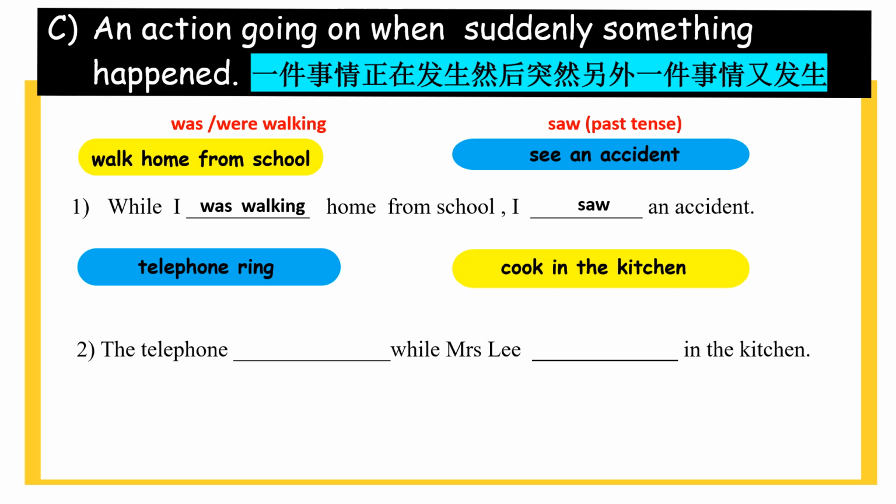And telephone ring, 那个就要 past tense. What is the past tense for ring? Rang, R-A-N-G. So your answer, the telephone rang. Write on your own, yeah? R-A-N-G, rang, while Mrs. Lee was cooking in the kitchen. Okay, I repeat. The telephone rang while Mrs. Lee was cooking in the kitchen. Was Mrs. Lee one a singular subject, one person. She was cooking in the kitchen.